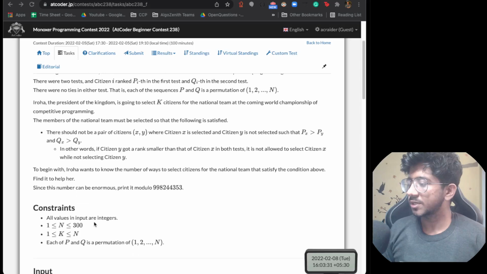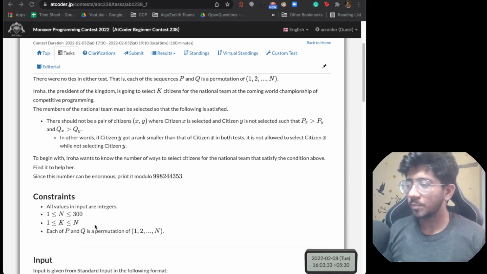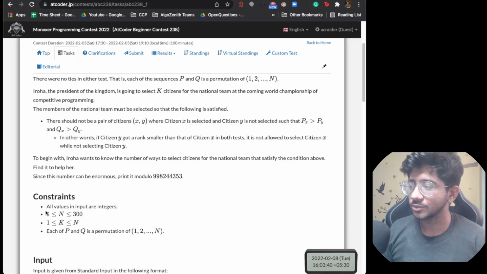If we think about this particular problem, the first thing that should click in your mind instantly after looking at it is that n is up to 300, which means these kinds of constraints generally hint towards dynamic programming solutions, and that's how we can go into the route of dynamic programming.